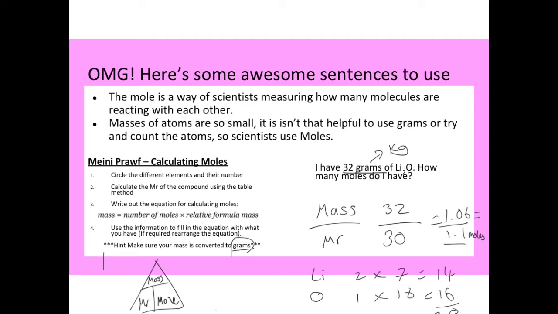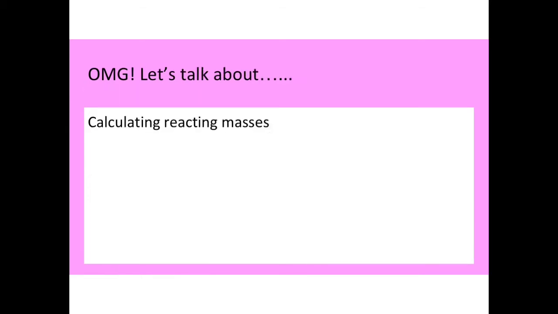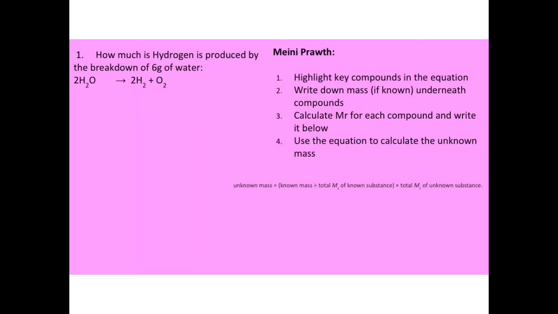Okay, the easiest way to do this is to remember the triangle and then just cover up what the question's asking us to identify. Next up then, calculating reactant masses. Again, an equation that you have to learn, okay? And you might have to rearrange it as well. So you've got unknown mass equals known mass divided by the total Mr times total Mr of known substance. So what you might find easier is it's the unknown mass divided by unknown Mr equals known mass divided by known Mr.